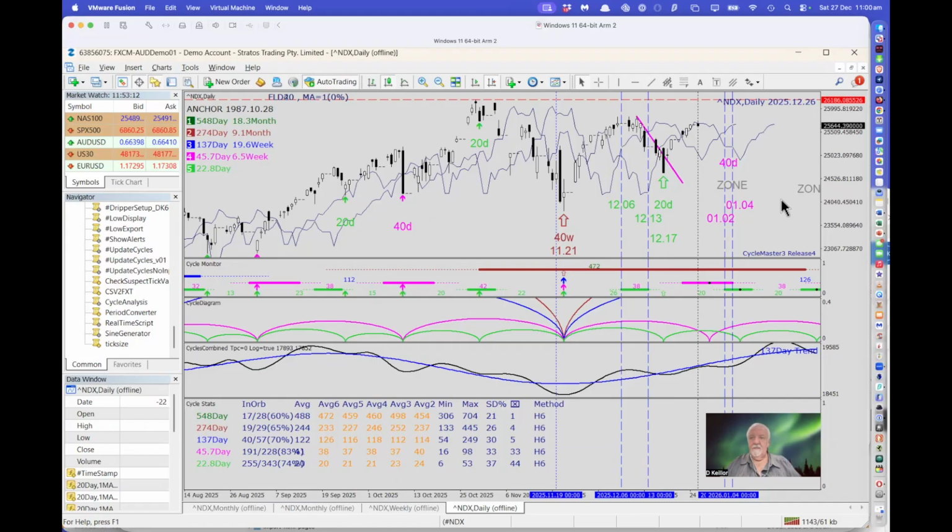The interesting thing with the Nasdaq is that it hasn't surpassed its previous high and certainly hasn't got up to its all-time high. So compared to the S&P, it's certainly not as strong to the upside.